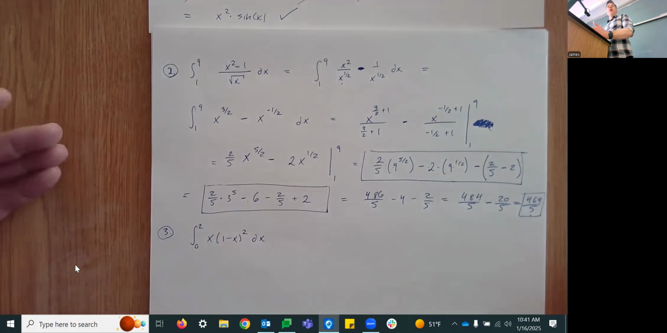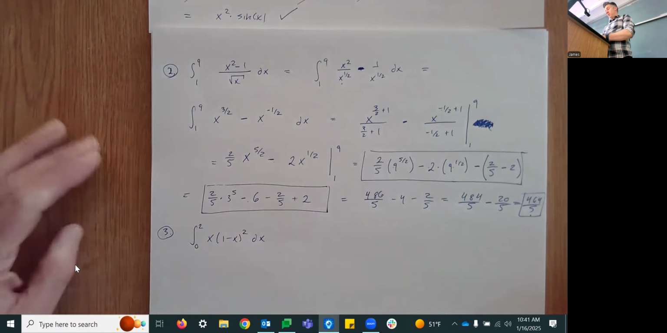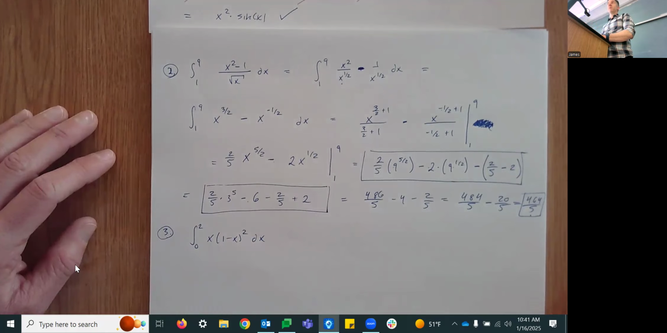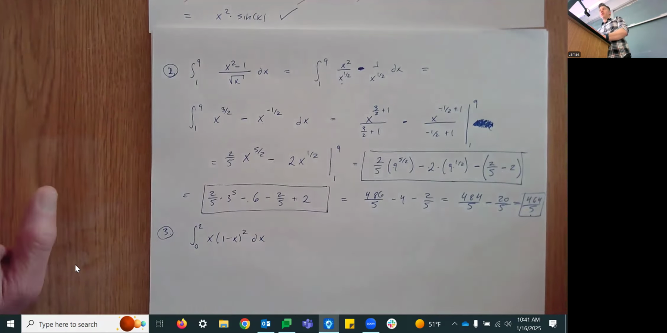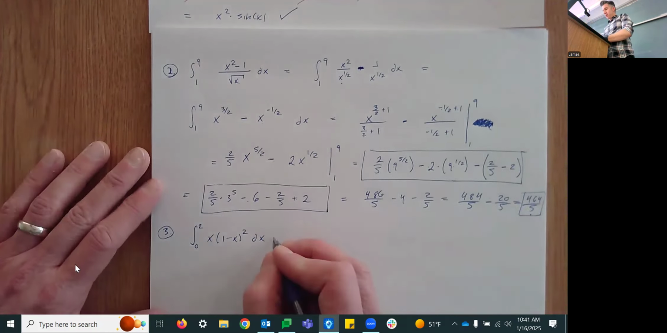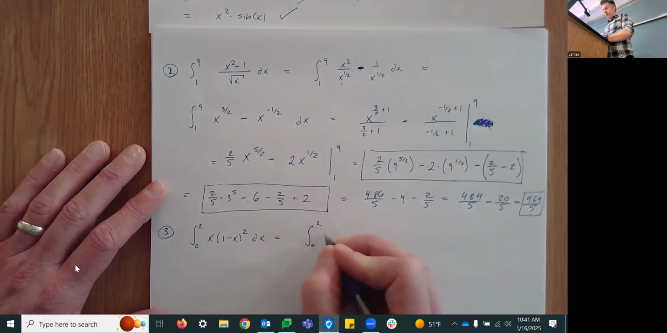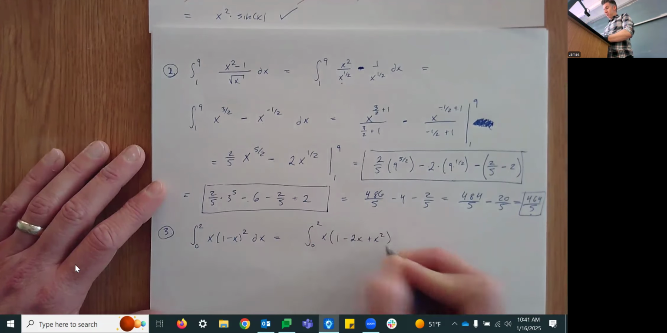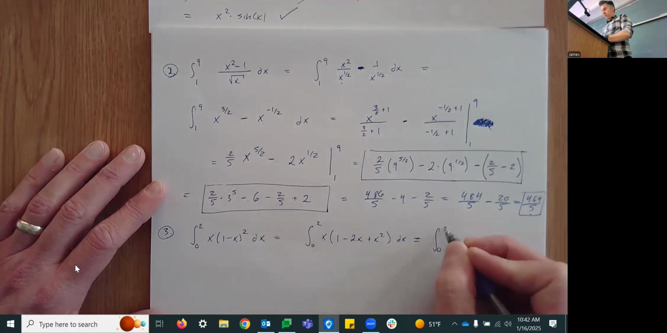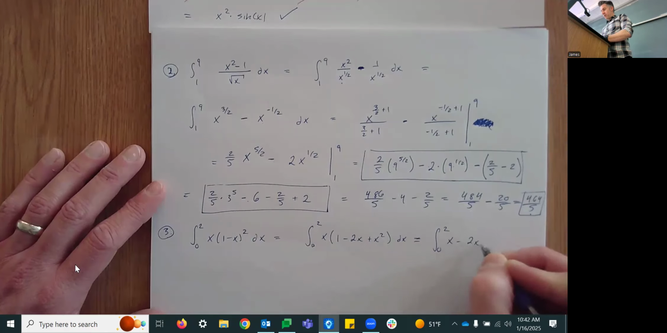I will point out later on, we'll have an example similar to this, except it'll be 1 minus x to the 200th power. And then multiplying out the 1 minus x to the 200th power will not really be an option, although technically it's doable. It takes a long time. We'll learn a different method to deal with that. So this is going to be the integral from 0 to 2 of x times 1 minus 2x plus x squared, just multiplying out the 1 minus x times 1 minus x. And then we're going to distribute the x to each term and get the integral from 0 to 2 of x minus 2x squared plus x cubed.